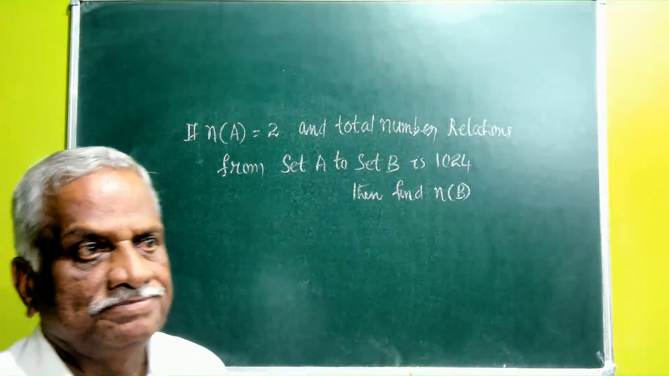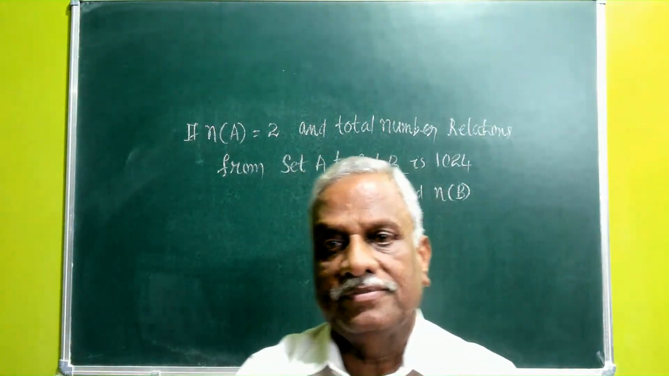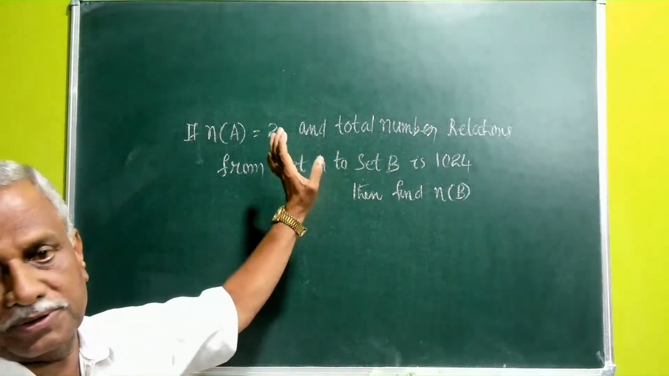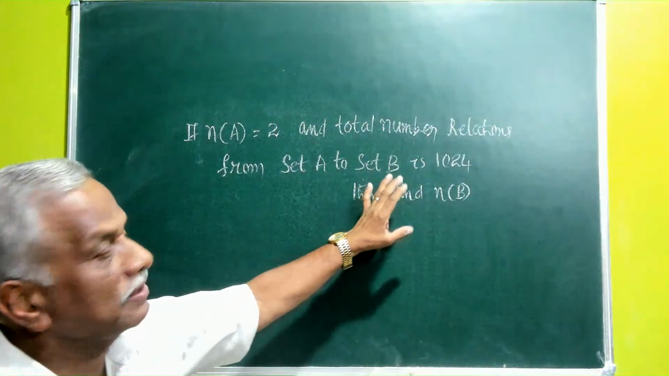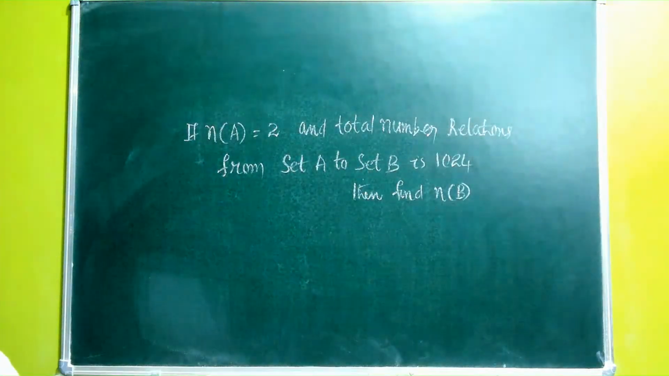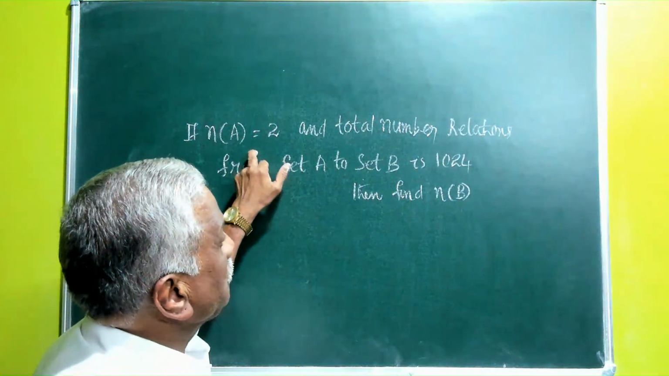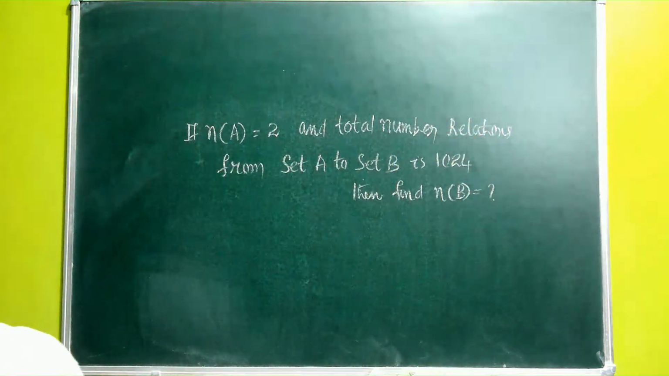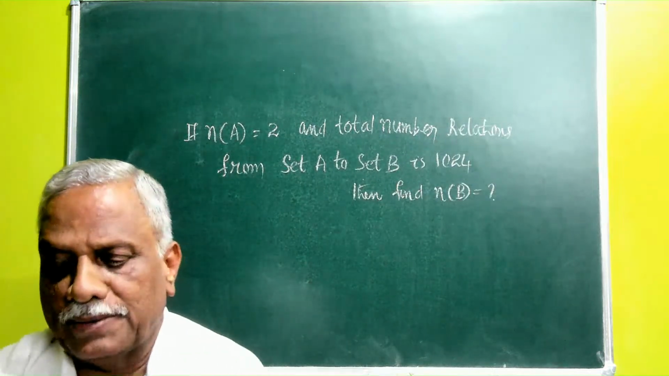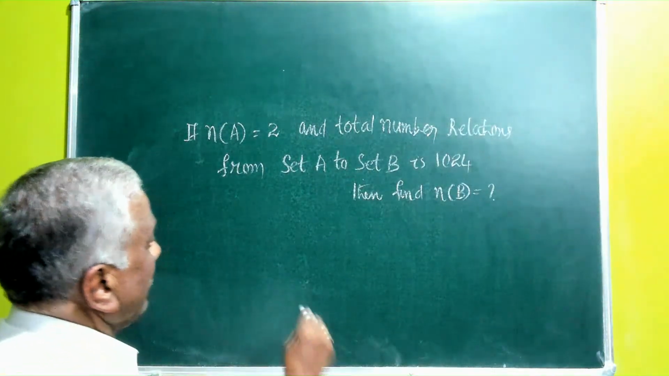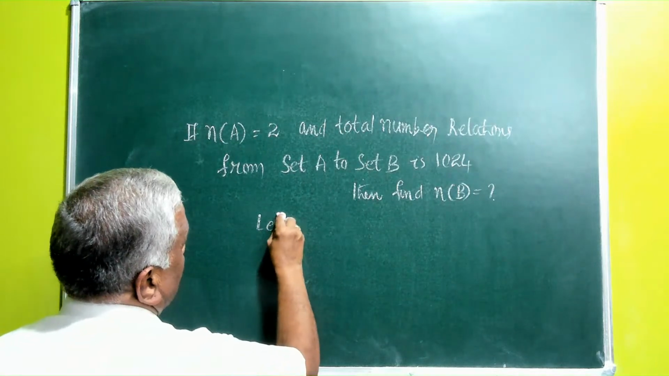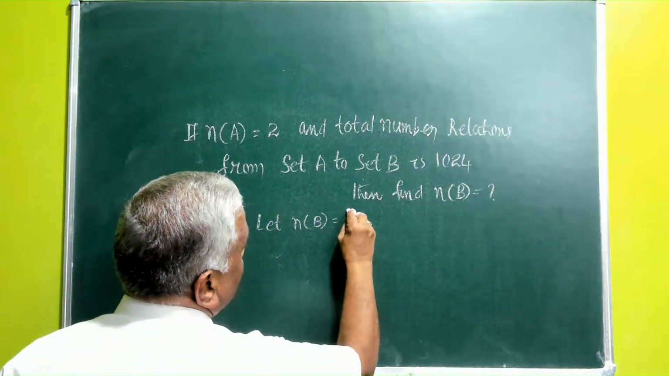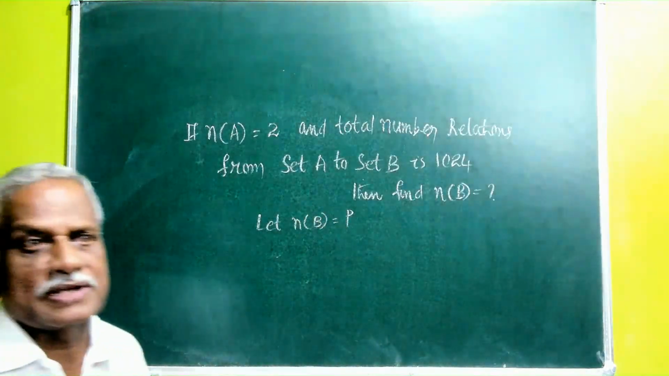See here, I would like to spend a little more time because we will not be able to work all the problems. But when you work a problem, we should be able to get a clear idea about the problem so that any problem of this type, you can work. See, n of A is 2, n of B is not given. So you have to find n of B. How to find n of B? Let n of B be equal to x, or let us use P, because the moment we use x, it becomes an algebraic equation.